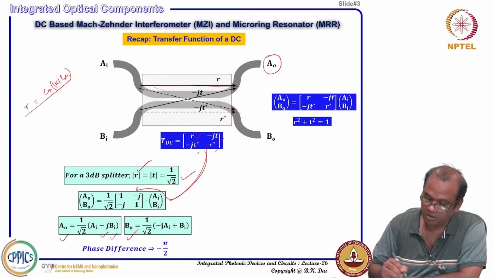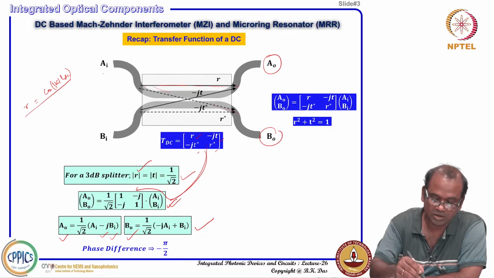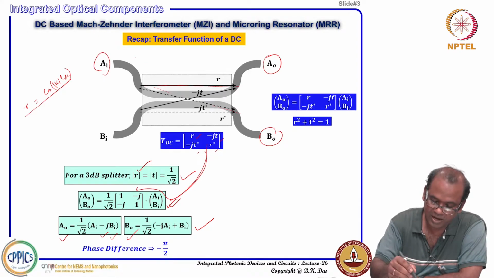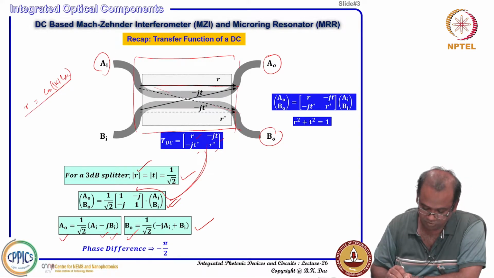Similarly, for B output here, I can express from this matrix directly. If you check carefully, in this case A naught, B naught, whatever their original value was there, AI, BI, along with that, this directional coupler alone is actually introducing some kind of phase difference, that is minus pi by 2 phase difference.